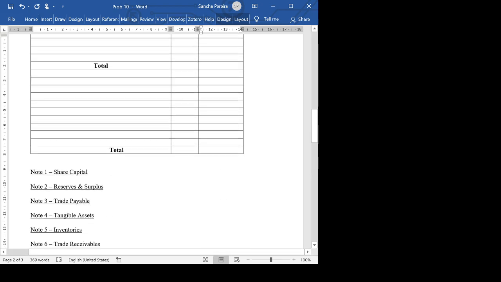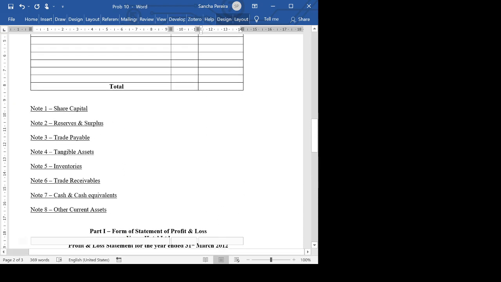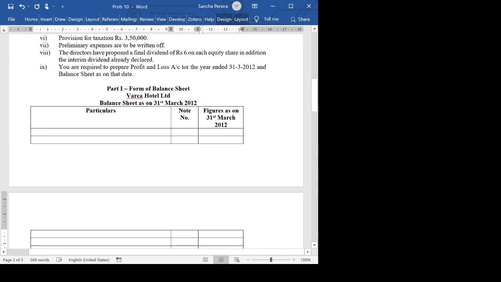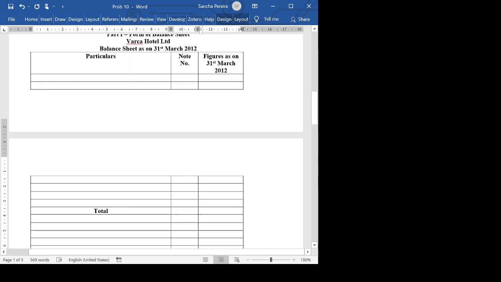Okay. So let's start with the notes. I've kept some of the headings so that we don't waste much time. Now, the first thing is with regard to the share capital. We have to start with share capital.